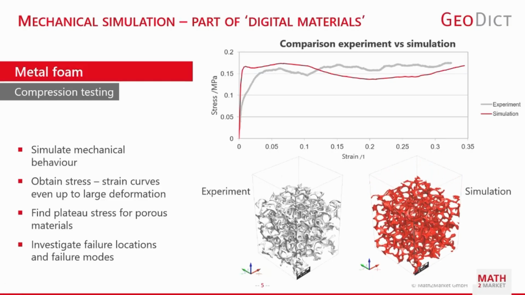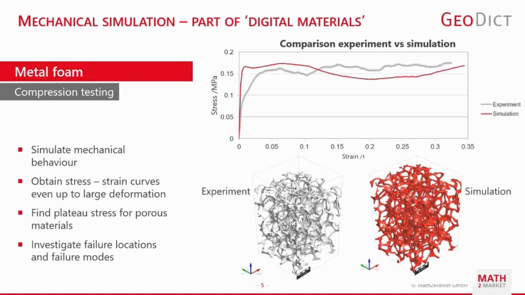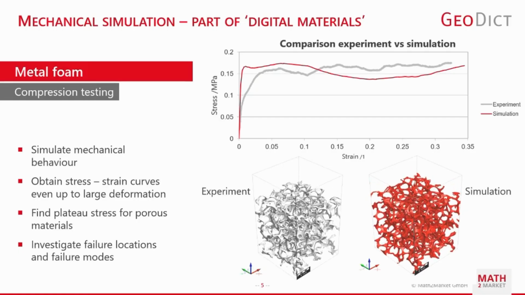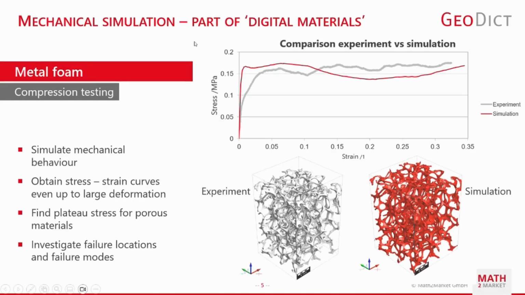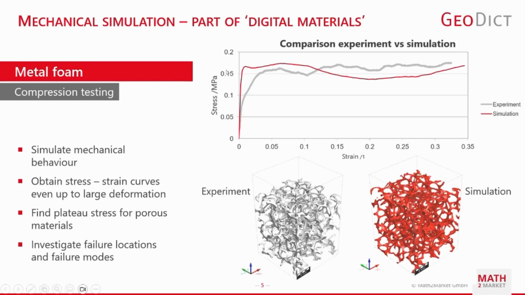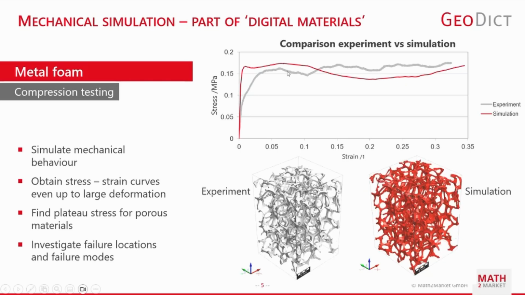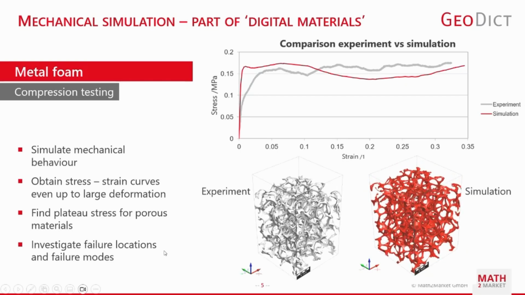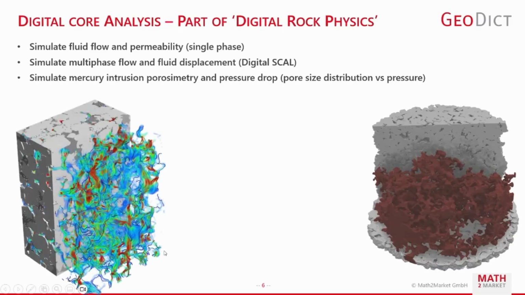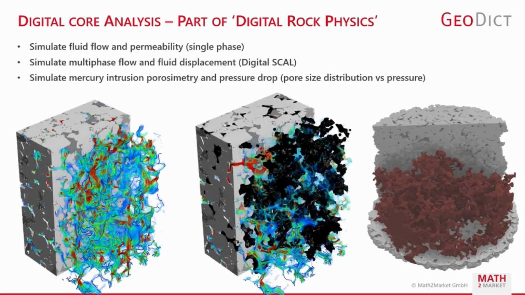In this case, for the metal foam, it's interesting to get the stress strain curves up to the plateau stress. You can compare the actual results to the simulation and get a very nice plateau stress there. So that's one example of mechanical simulation in what we call the digital materials business area.